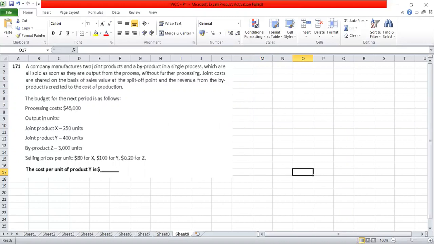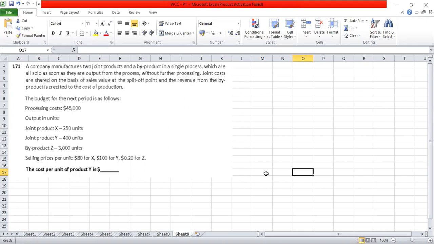Okay, let's see question number 171. A company manufactures two joint products and a byproduct in a single process, which are all sold as soon as they are output from the process without further processing. Joint costs are shared on the basis of the sales value at the split-off point, and the revenue from the byproduct is credited to the cost of production. The budget for the next period is as follows.